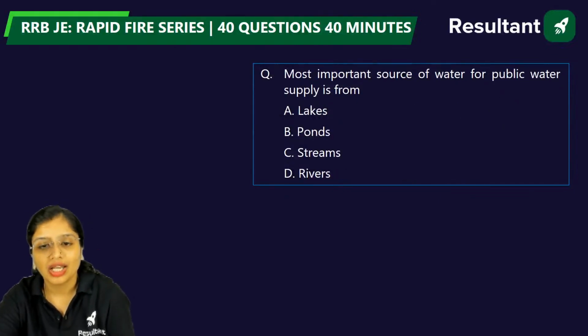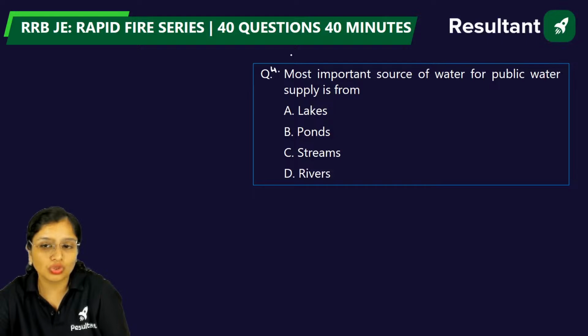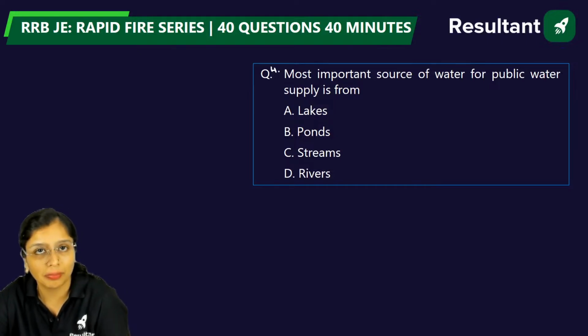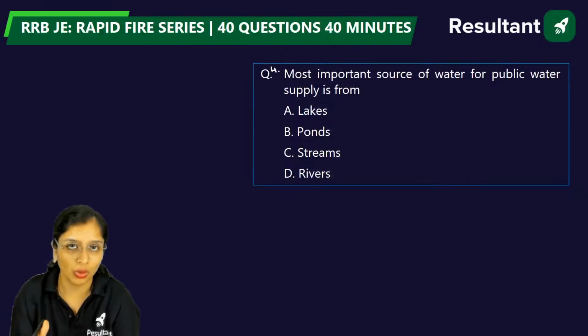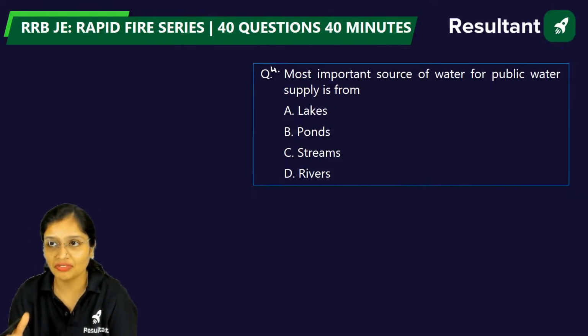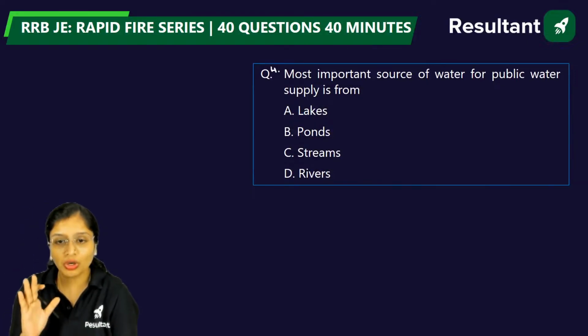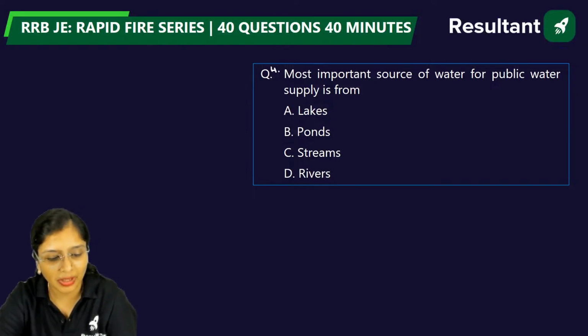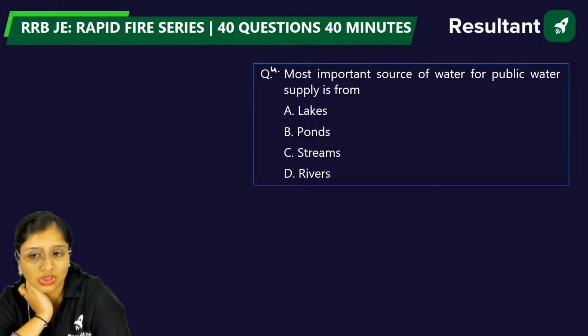Okay, now coming to the next question, question number 4. Most important source of water for public water supplies. Obviously for a public water distribution system, it is the government's prime duty to supply you water, and to be precise, treated water, so that even if you're not purifying that water, you can consume it and nothing will happen to you. So what is the most important source of water for the public water distribution system?